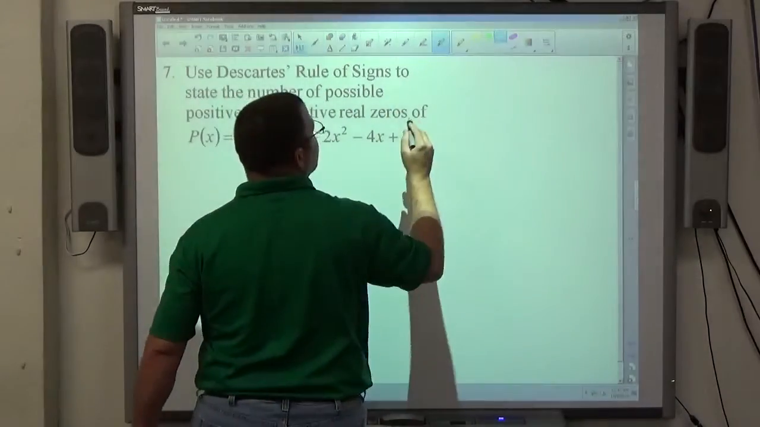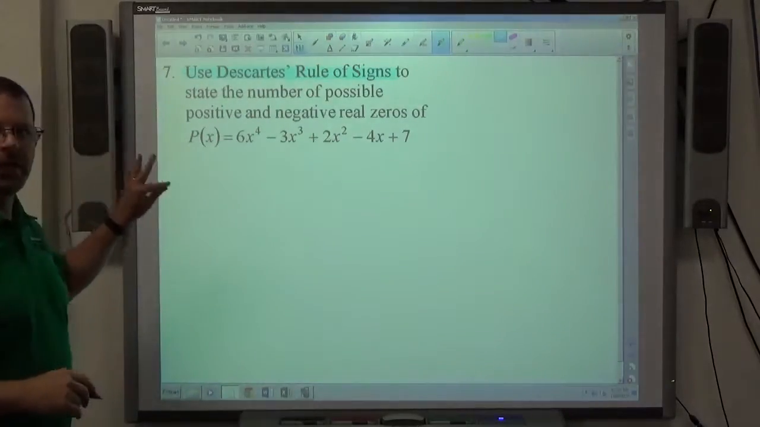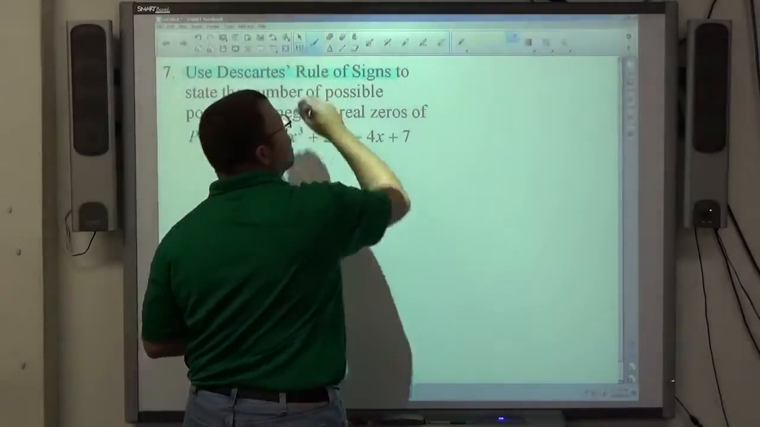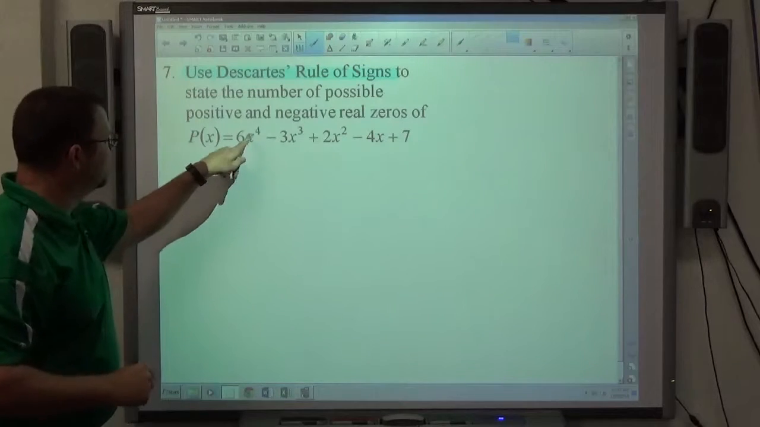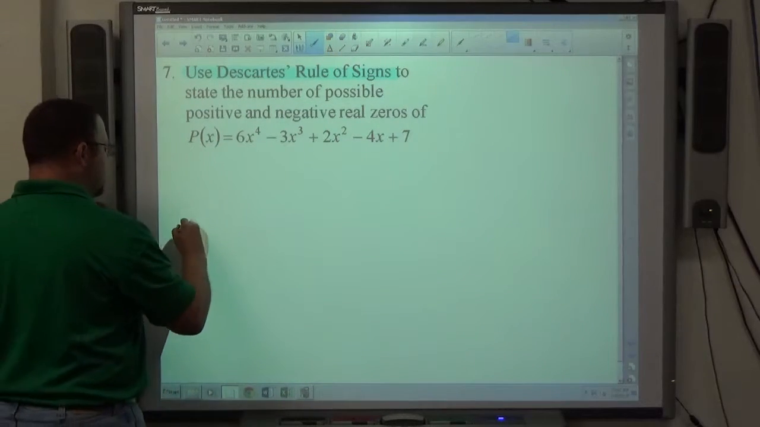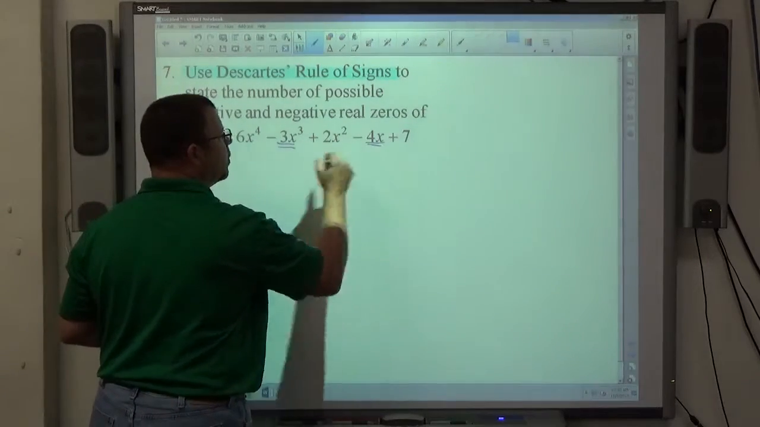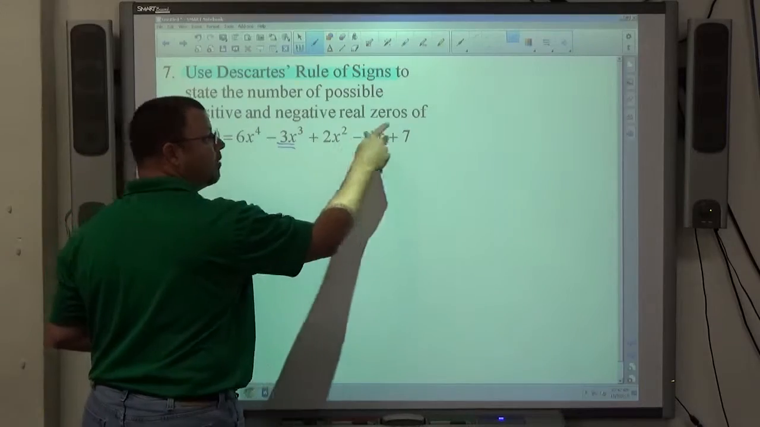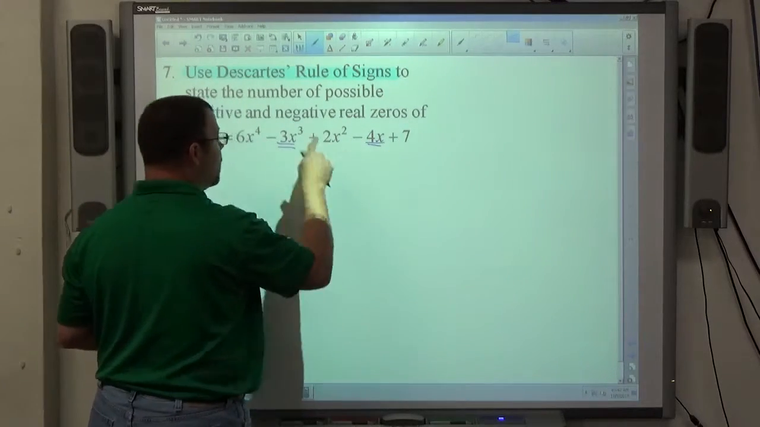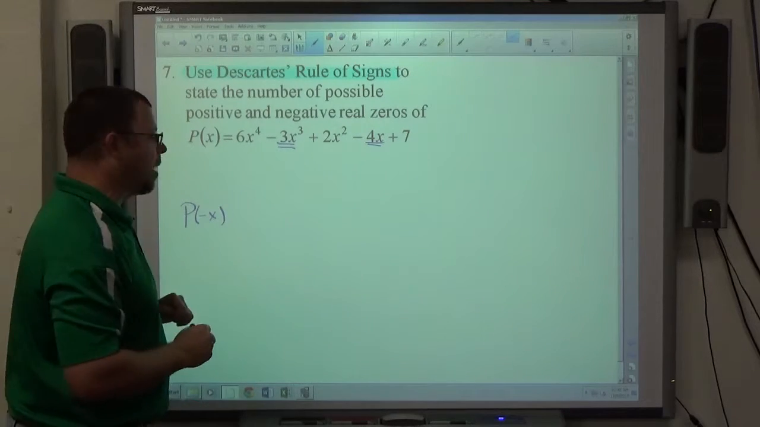Okay, just as I showed you in class, when I get these directions, I immediately go to P of x and P of negative x. P of x, as you can see, is 6x to the fourth minus 3x cubed plus 2x squared minus 4x plus 7. P of negative x simply takes all the odd-powered terms, which would be these two. Fourth is even, second is even, 0 is even, x to the 0. 3 and 1 are both odd. The odd-powered terms change signs, the even-powered terms don't.